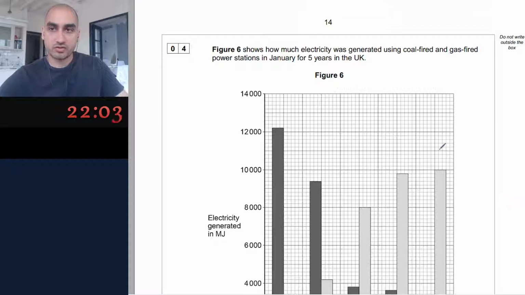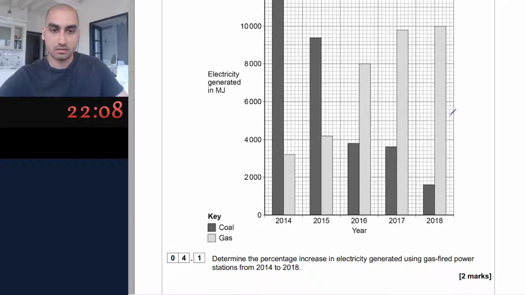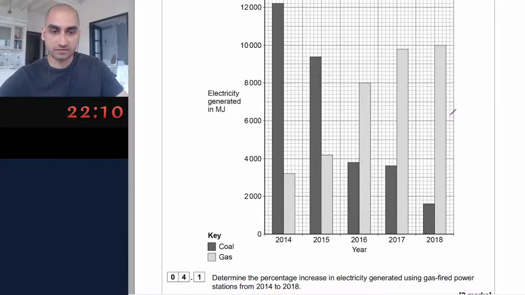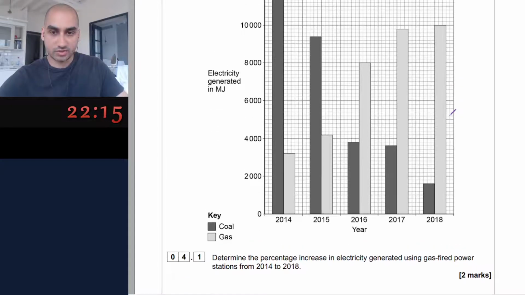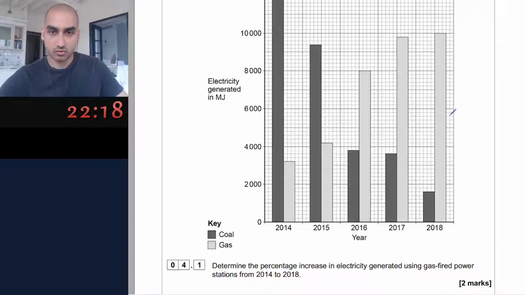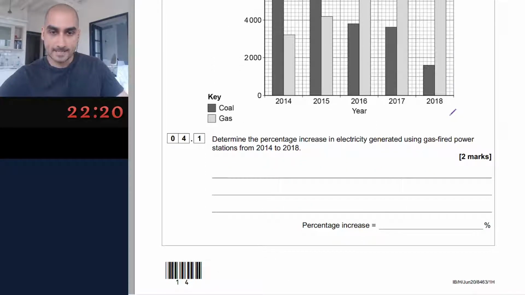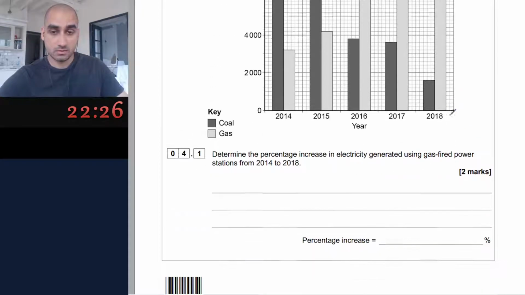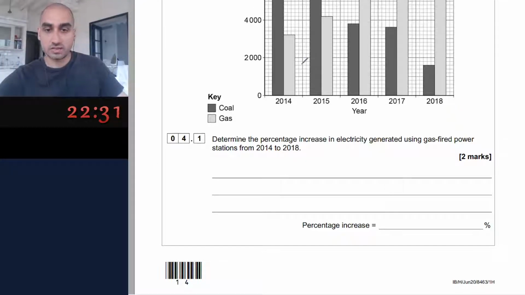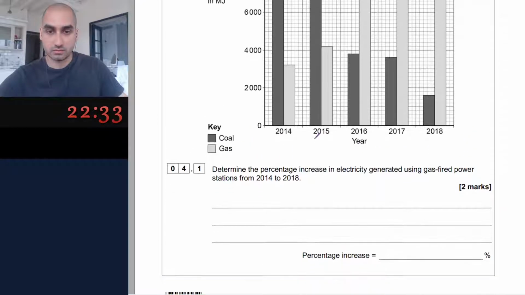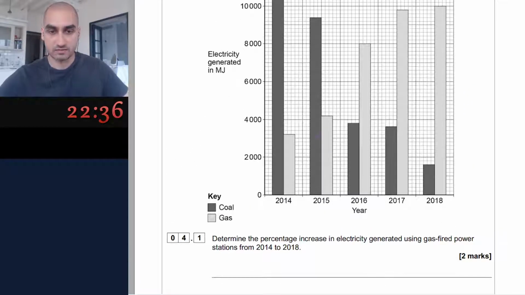How much electricity was generated using coal-fired and gas-fired power stations in January for 5 years in the UK? So lots of delicious coal, not much gas, and then more gas and less coal. Still using a lot of coal. This is only a couple of years ago, well, 4 years ago.